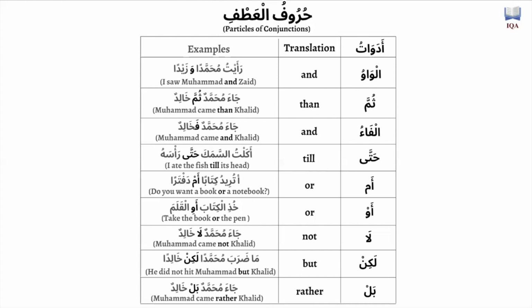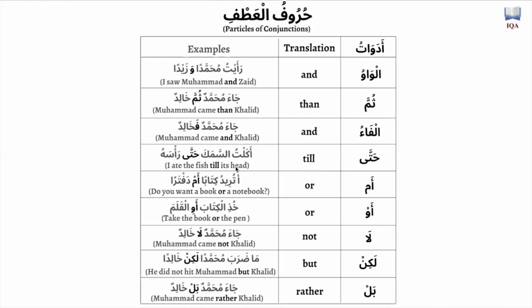On the other hand, the fa does indicate an order and it does indicate a time. So when I say Ja Muhammad fa Khalid, it indicates that first and foremost, Muhammad came first and then Khalid. So it does indicate an order. What comes before the fa is what happened first. And likewise, it indicates a time frame which is very short: Muhammad came, and then a few seconds or a few minutes later, Khalid came. So that, in a very brief sense, is the difference between wow and fa.